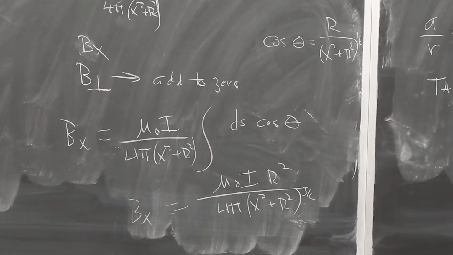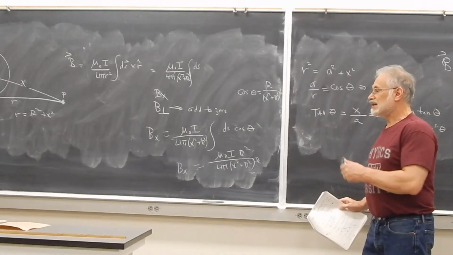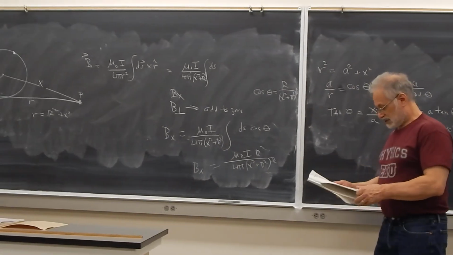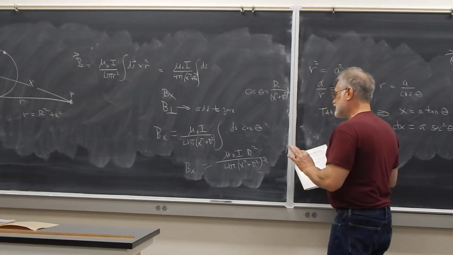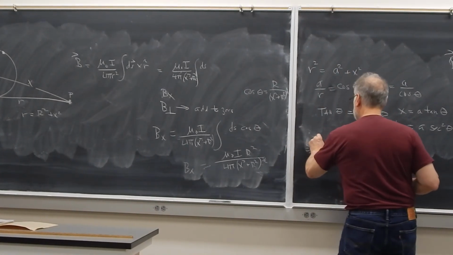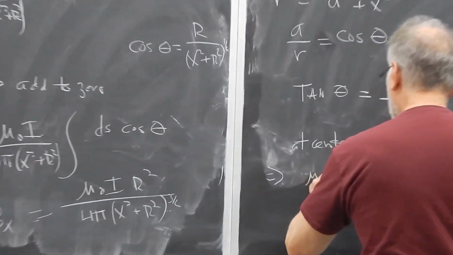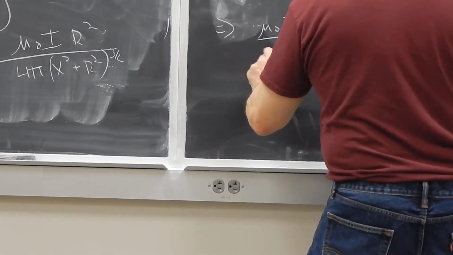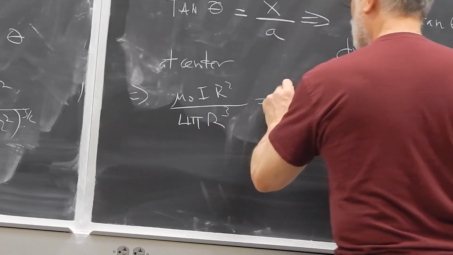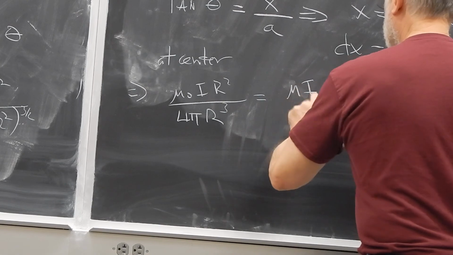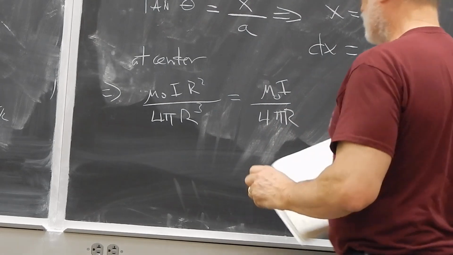Very similar, if you look back at your electrostatics chapter, to what we did when we studied the electric field due to a ring of charge. At the center of the loop, where x is 0, the field becomes very simple. At the center, x will be 0, so the field will be mu naught I r squared over 4 pi r cubed, or mu naught I over 4 pi r.